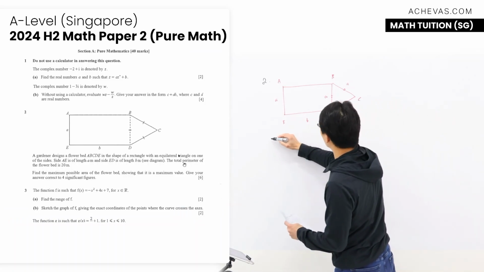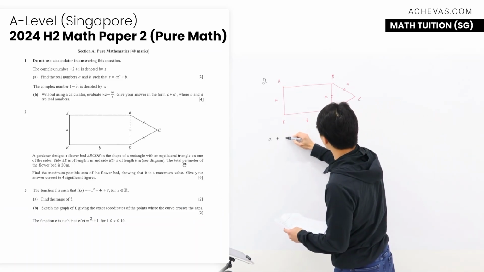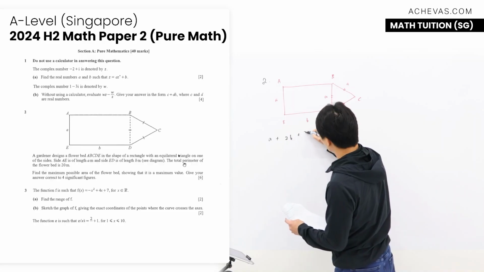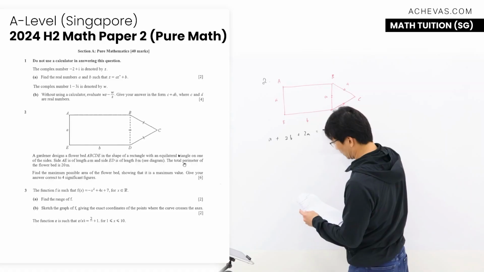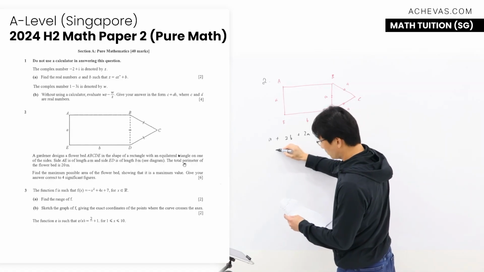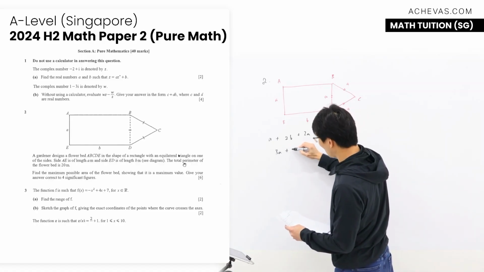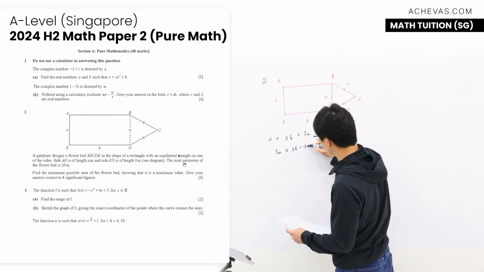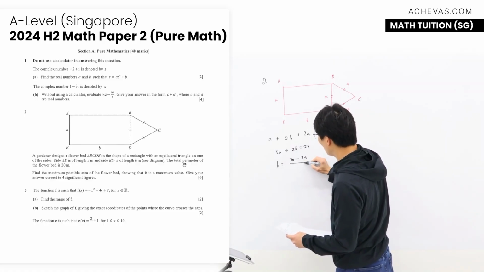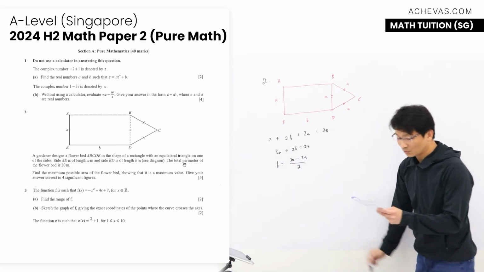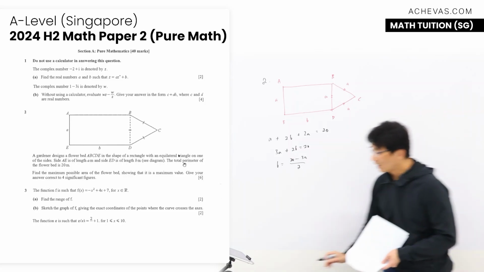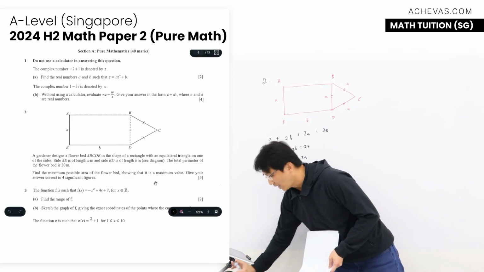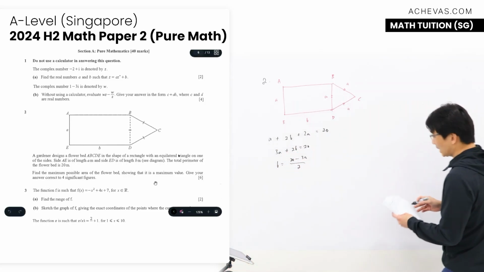We can see that we will have A plus 2B plus 2A. The A, 2B, and 2A here will just be equal to 20. Doing a bit of simplification, we get 3A plus 2B equal to 20, and hence we have B equal to (20 minus 3A) over 2. I'm going to make use of this result to simplify the next equation I'll be having. And we are going to find the area of this flower bed here.